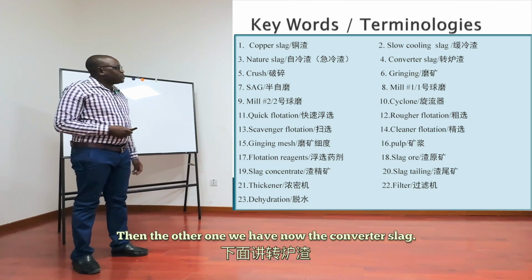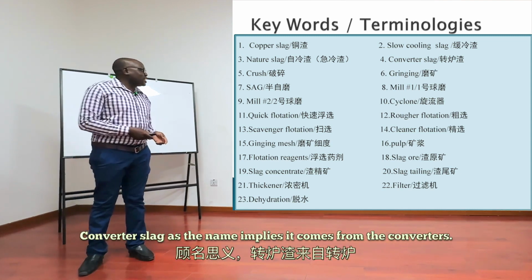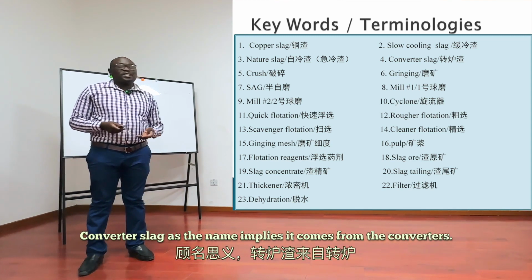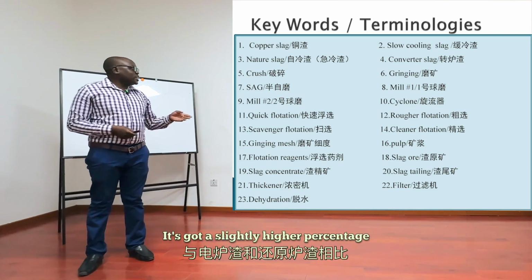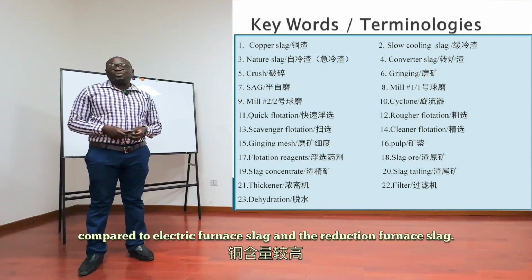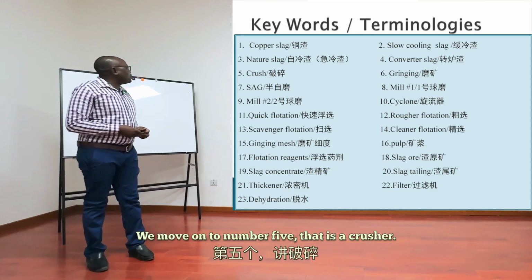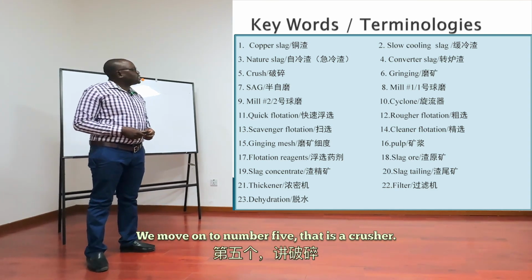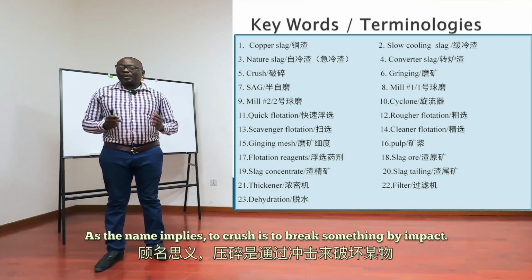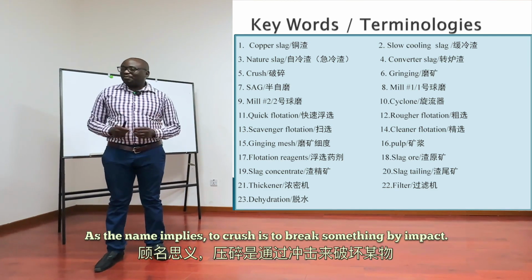Then the other one we have now, the converter slag. Converter slag, as the name implies, comes from the converters. It's got a slightly higher percentage compared to electric furnace slag and the reduction furnace slag. We move on to number 5, that is a crusher. As the name implies, to crush is to break something by impact.